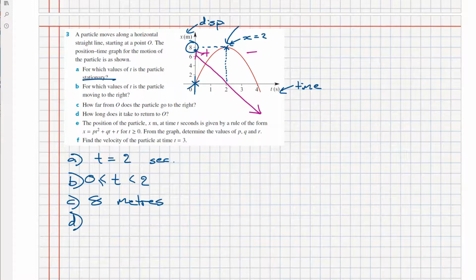Part D. How long does it take to return to the origin? Well, okay, if it's at its maximum here, how far across? What's the x value from here to here when it hits the origin there? And it's simply 4 take 2. And that's going to come out as 2 seconds.